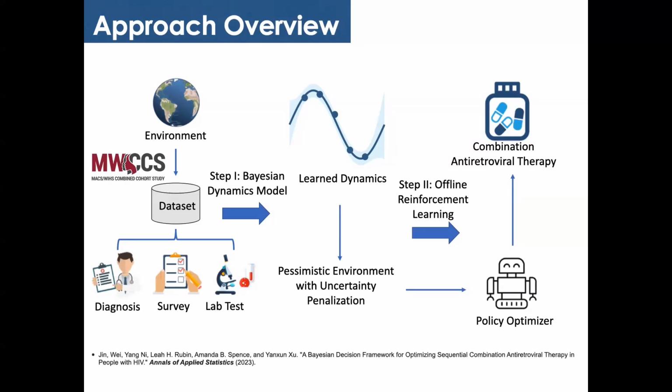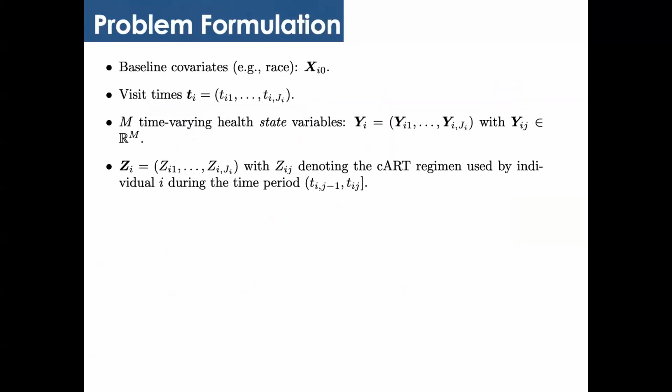Here is the reference. We formulated this problem as an optimization problem. Again, some notation: we have baseline covariates xi0, and we have ti to represent the visit times.